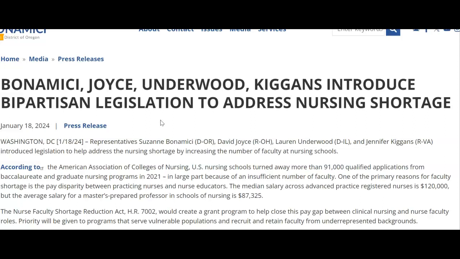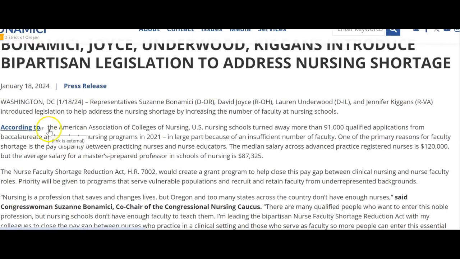So this isn't one of your options, but this would be an example. Now I see that in January of this year, there was a press release about four individuals, representatives of Oregon, Ohio, Illinois, and Virginia, introducing legislation to help address the nursing shortage by doing something specific: increasing the number of faculty at nursing schools.